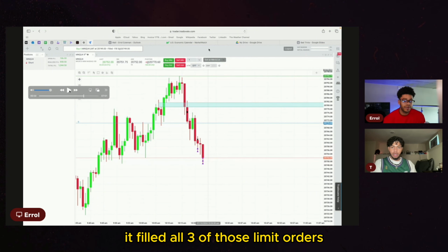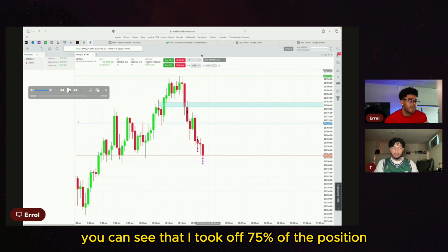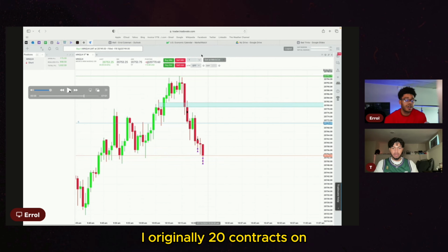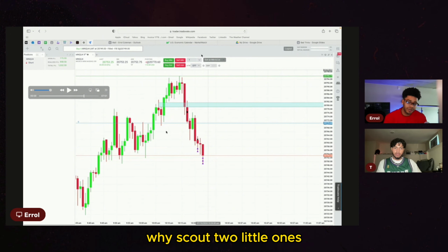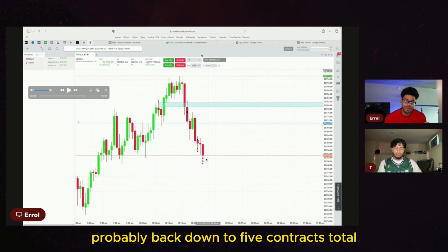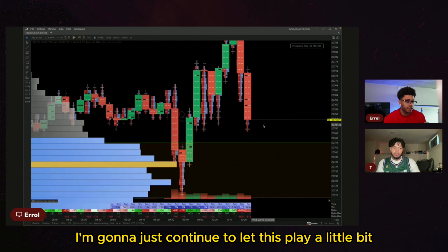So you can see right there, it filled all 3 of those limit orders. And right now, you can see that I took off 75% of the position. I originally had 20 contracts on, and in those limit orders I scalped 2 little ones, and when those limit orders hit, they were 5 apiece. So that brought me back down to 5 contracts total. And now I'm just going to continue to let this play a little bit.